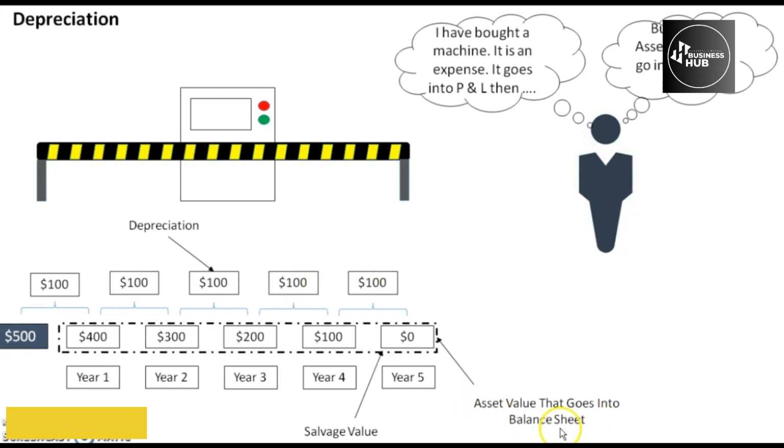The asset value that goes into the balance sheet is this value, that is 400, 300, 200 and so on and so forth. And at the end of the useful life, whatever value remains of that asset is called salvage value. That is, we can sell our asset for that value in the market.